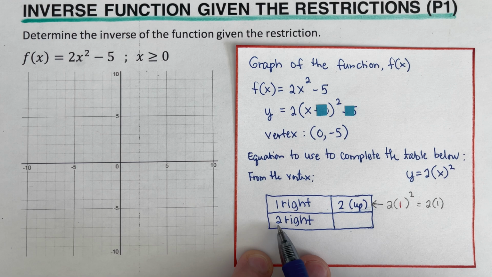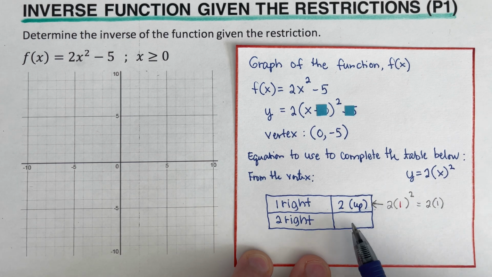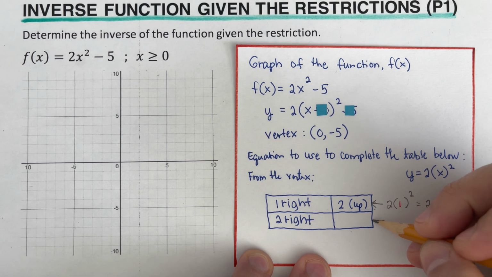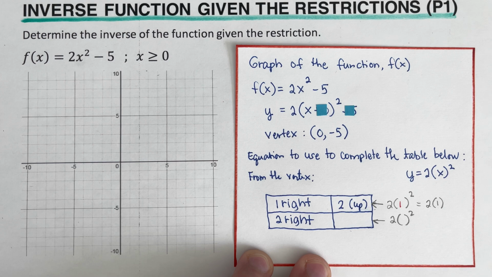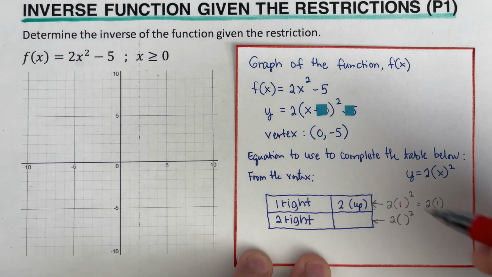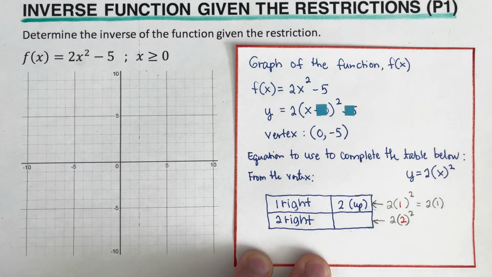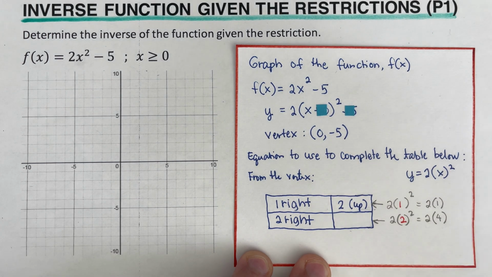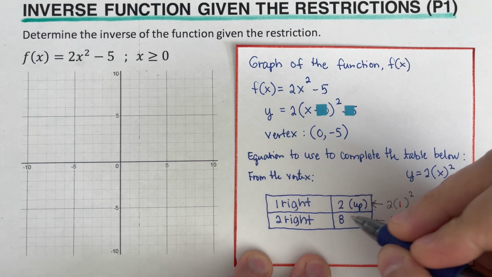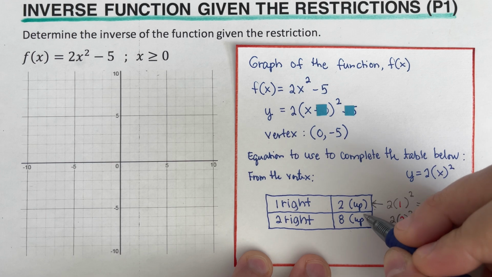And then we plug this 2 into this equation again to fill this cell right here. We use this equation, so that would be 2 parentheses squared, and inside the parentheses would be this one right here, that is 2. So this would come out to 2 times 2 squared, which is 4, so that is equal to 8. So I write 8 up here. Since this is positive, that means we go up.